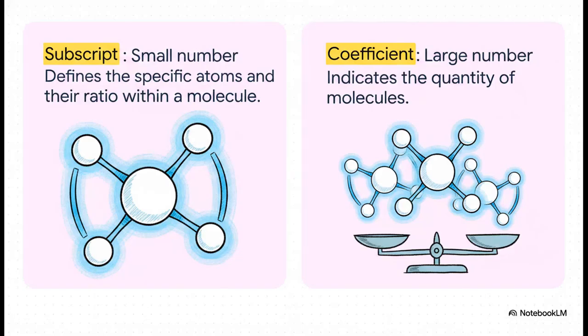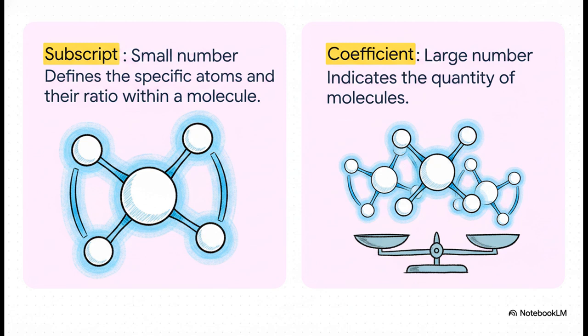To really master this language, we need to clearly define two very important terms: subscripts and coefficients. A subscript is the small number, like the little 4 in CH4. This defines the simplest whole number ratio of atoms. It literally determines the substance's identity. If you change a subscript, you completely change what the substance is.